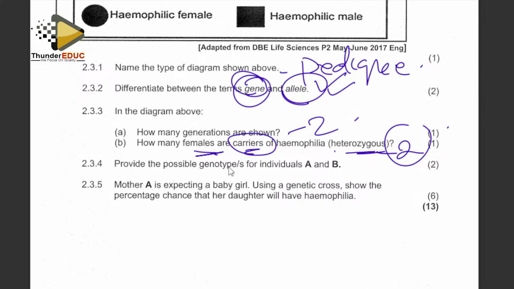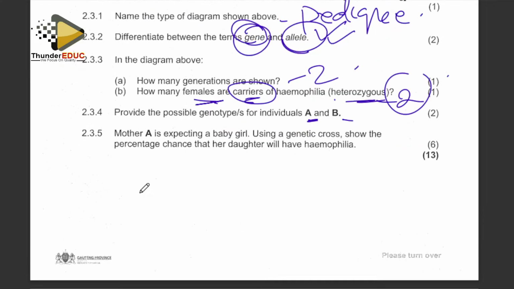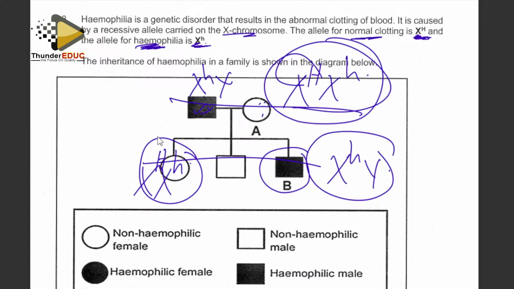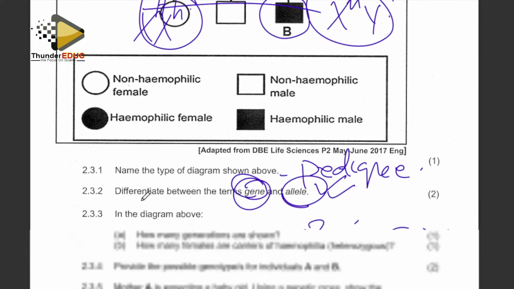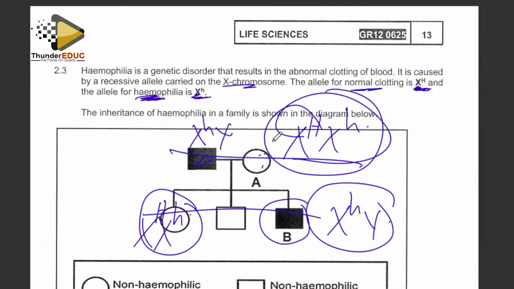2. Provide a possible genotype of individual A and B. I think we know it already. Individual A, we say it is like this, and individual B is like that. So we know all the answers. You see, mother A is heterozygous, is a carrier, is expecting a girl. Using a genetic cross, show the percentage chance of her daughter having hemophilia. Even the genetic cross was a little bit simple.